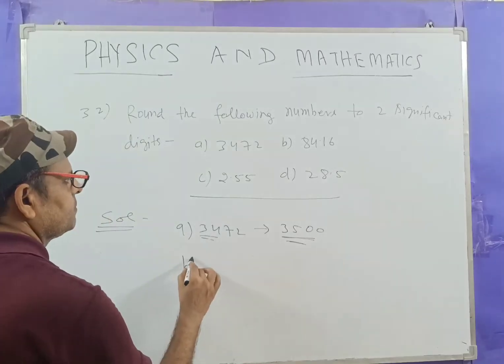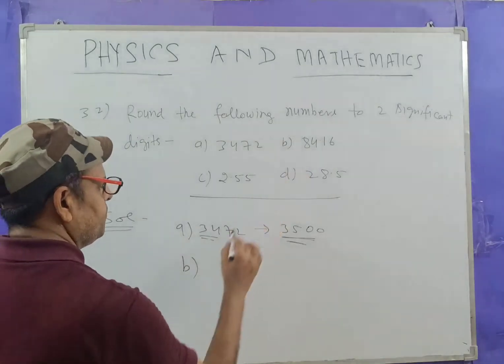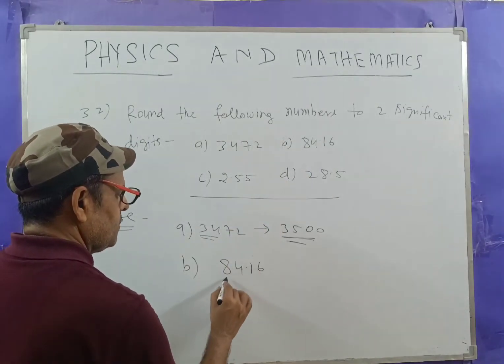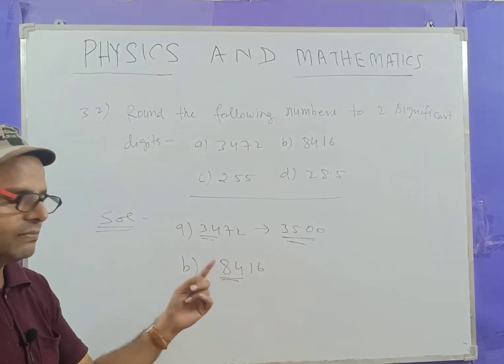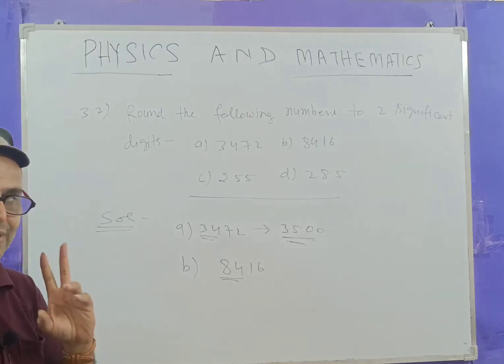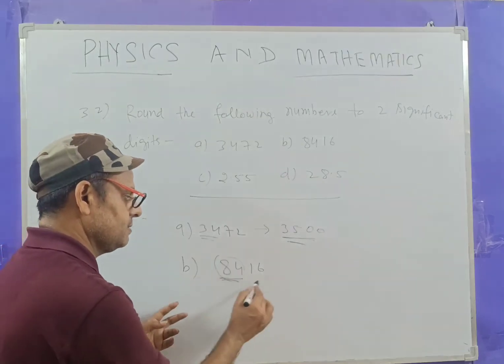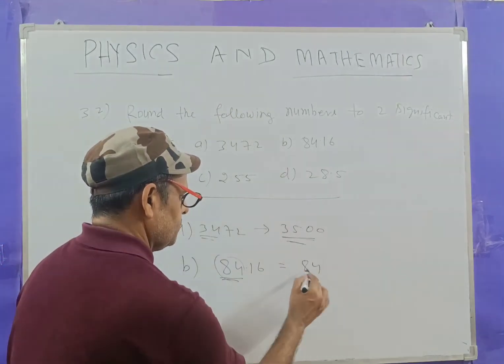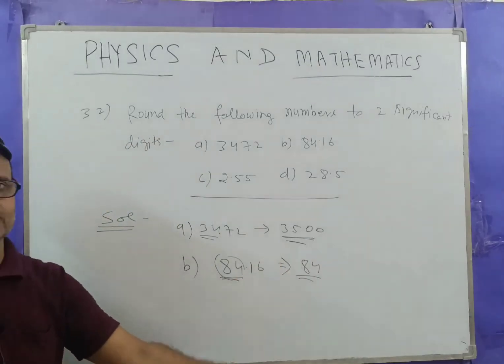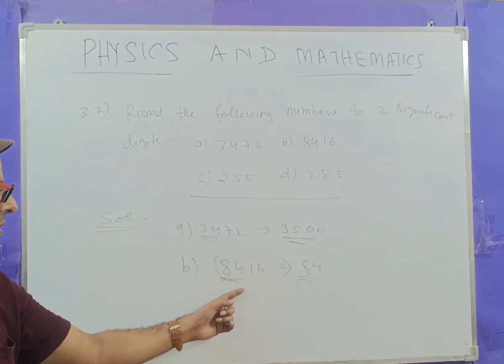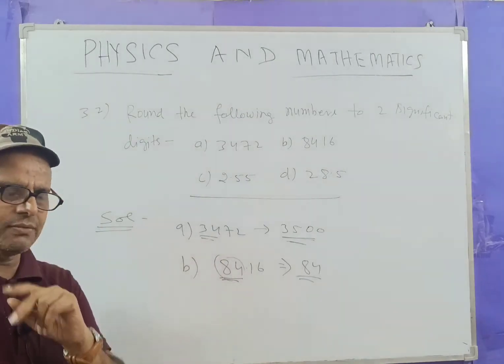Now B: 84.16. Two significant digits gives 84. It is asking for 2 significant digits, so this is 84 only, because the remainder 0.16 is less than 5, and we want only 2 significant digits.